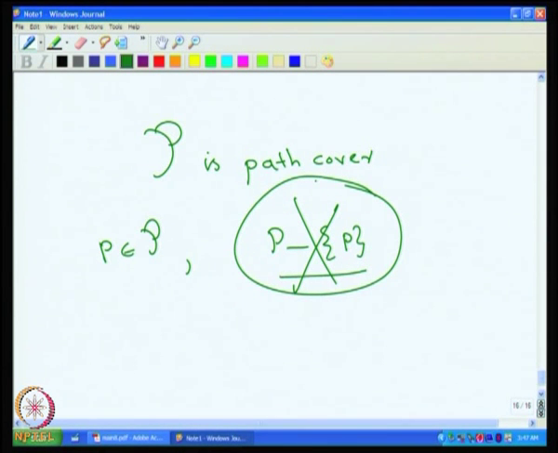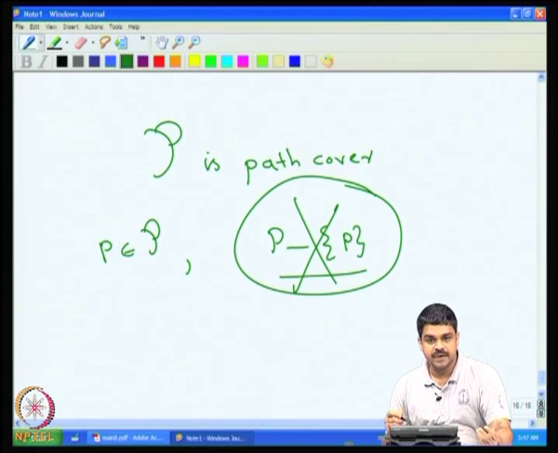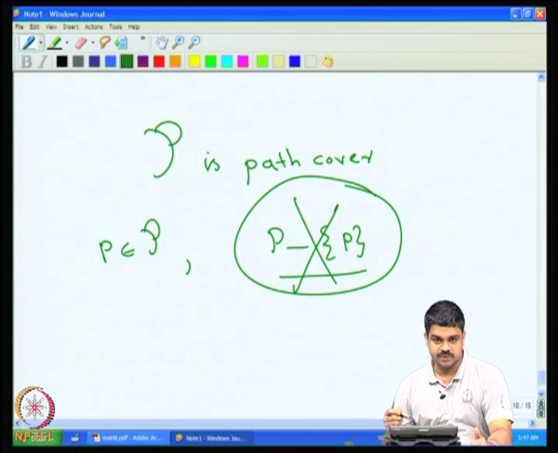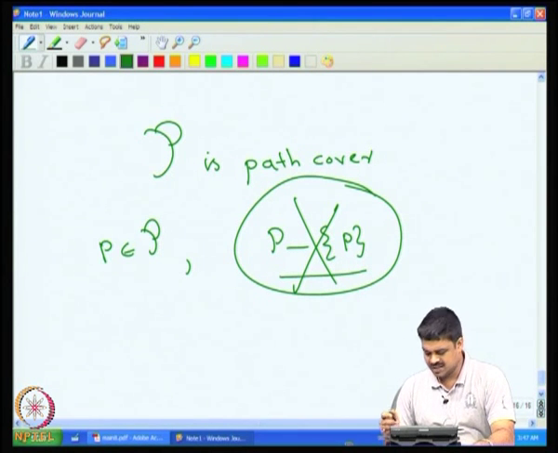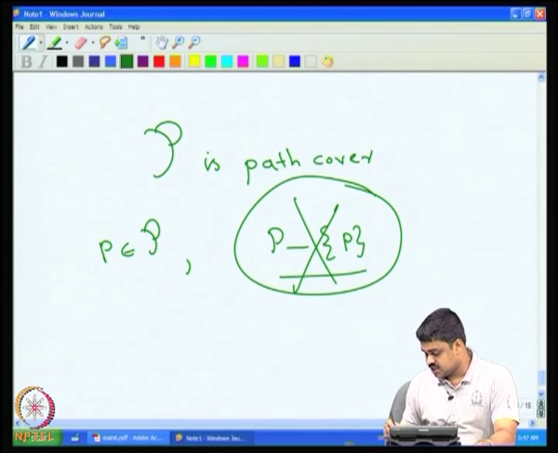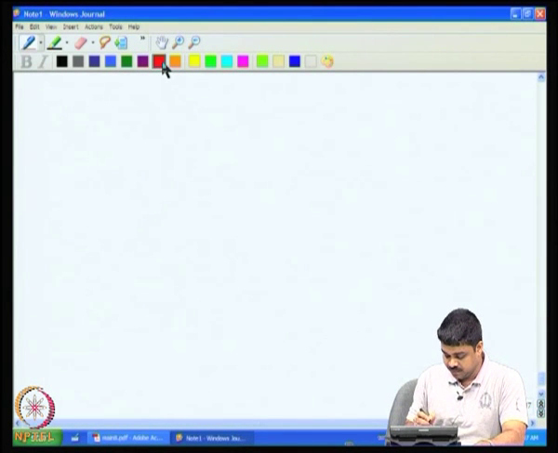But then that is trivial, because for any path cover, if you remove one path from that, it cannot cover all the vertices, because there were some vertices covered by that removed path, and now the remaining thing is not a path cover. So, in that sense every path cover will be a minimal path cover. So, that definition does not make sense. The minimal path cover is defined in a somewhat different way.